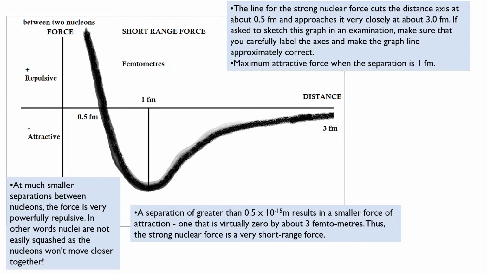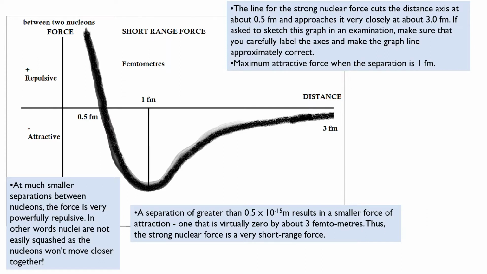However, above 0.5 femtometers, it becomes attractive. So a separation of greater than 0.5 times 10 to the minus 15 meters results in a force of attraction. It gradually increases in magnitude, but negative, and then after about 1 femtometer, it goes back toward 0. It is virtually zero by about 3 femtometers. So the strong nuclear force is a very short range force.